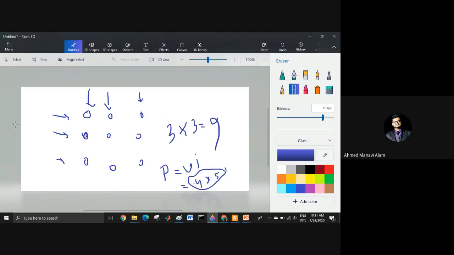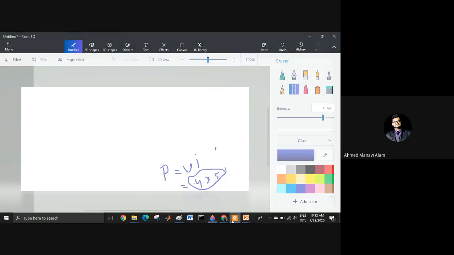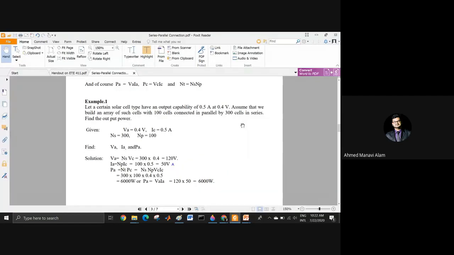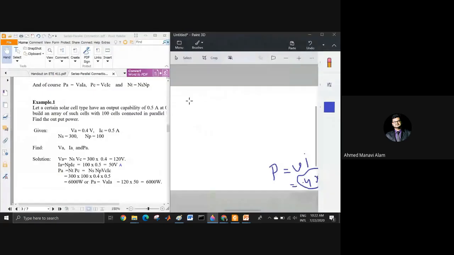Now I will ask you, how many PV cells are there in this array? 100 cells connected in parallel, 300 cells in series. That means 300 rows and 100 cells in parallel, that means 100 columns. Then the total number of cells will be how much? Suppose I write it like NT, total number of cells. The cells that are in parallel and in series: in series there is 300, in parallel there is 100. So this is my total number of cells.